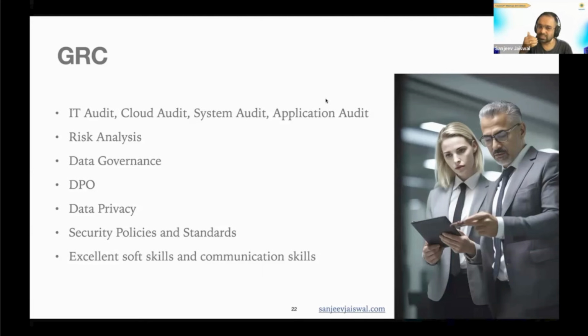So yes, there are lots of certifications, lots of things you can do, and these are mostly job titles as well. Like there are people as a DPO, right? There are people as a risk analyst.